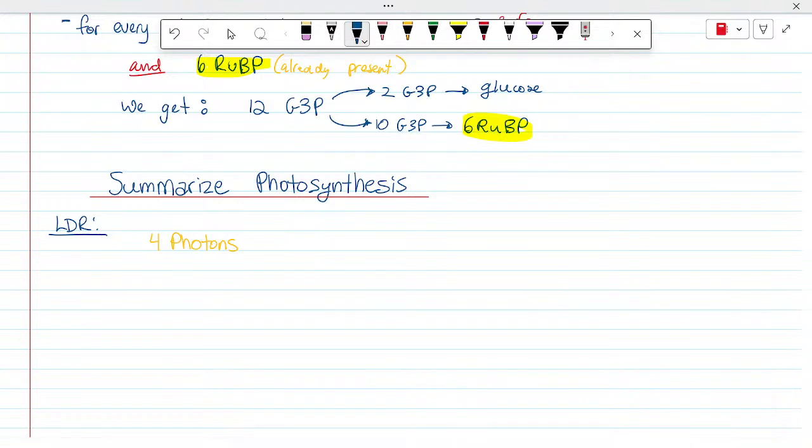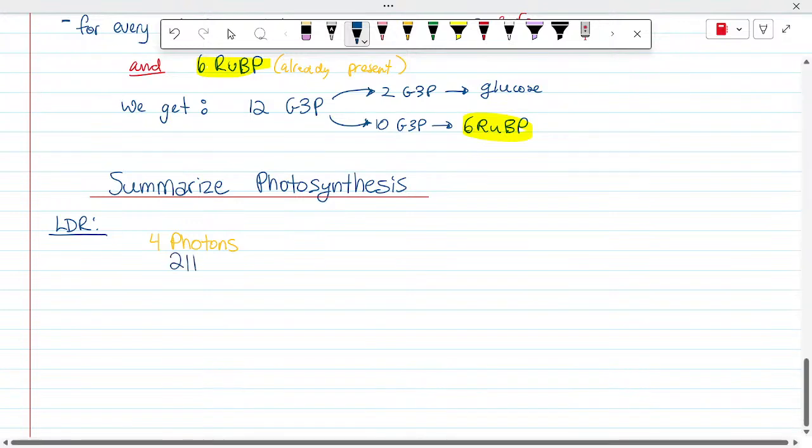For every 4 photons, we're going to need 2 water molecules here. All right? And we're going to release 4 electrons, which will go into photosystem 2. I'm going to skip the cytochrome b6/f and the plastoquinone and the plastocyanin and the ferredoxin. We'll just focus on the main steps here. But what do we produce? We produce 4 ATPs and 2 NADPHs.